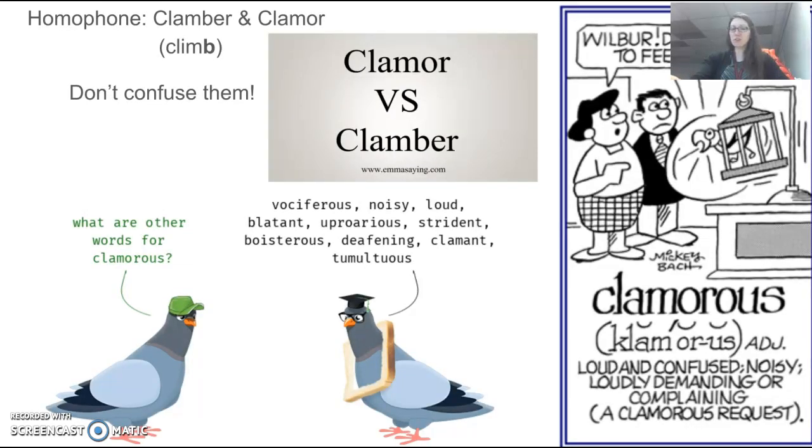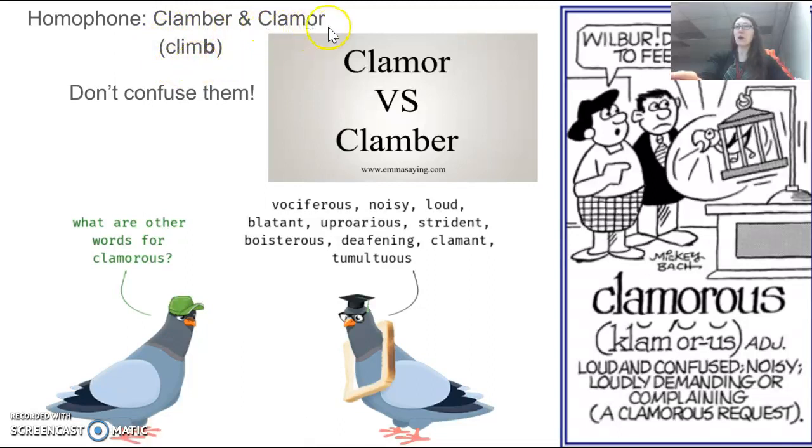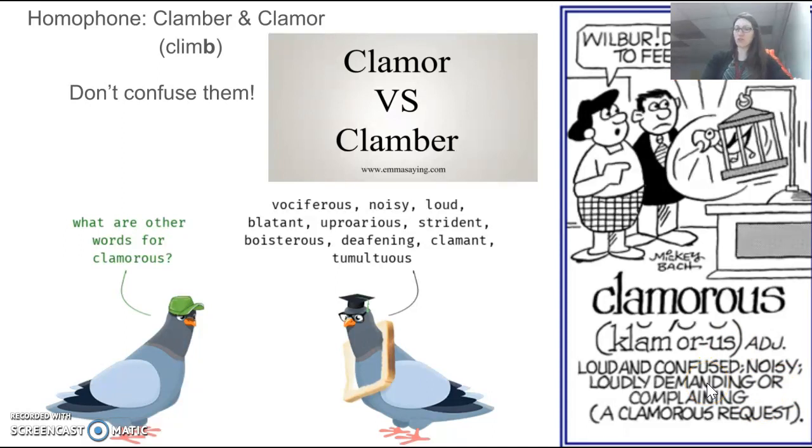Be careful to not confuse word number 4, clamor, with word number 1, clamber. They're homophones, meaning they sound the same, but they are spelled differently with different meanings, right? Clamber has a B in it, like climb, clamber and climb. Clamor is the word we're talking about here on number 4. Okay, we can also say clamorous. Clamor is a noun, clamorous is an adjective. Loud and confused, noisy, loudly demanding or complaining. Please write your own sentence using the word clamor, C-L-A-M-O-R, related to the content of the novel.